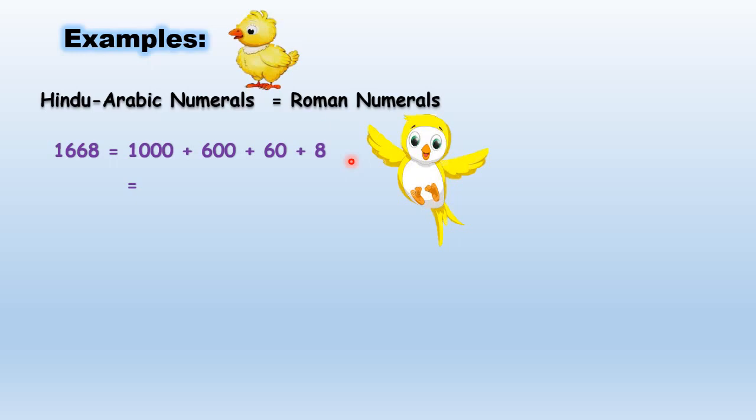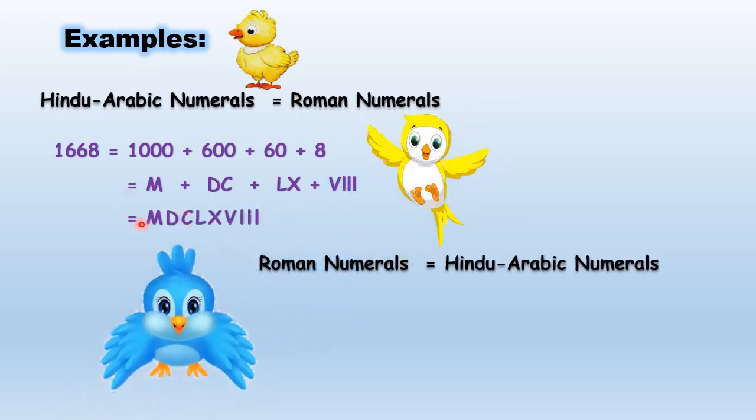Like for 1000, what is there? M. And for 600, DC. And for 60, LX. For 8, VI. So M for 1000, DC for 600, LX for 60, and VI for 8. And now we will join these together. So MDCLXVI is a Roman numeral which has the value 1668.